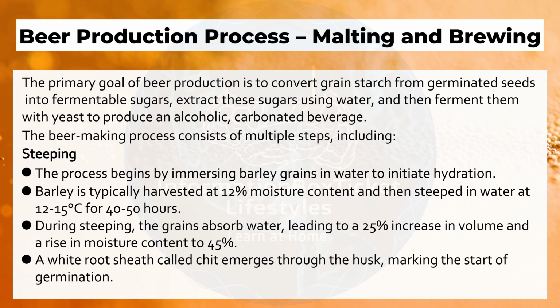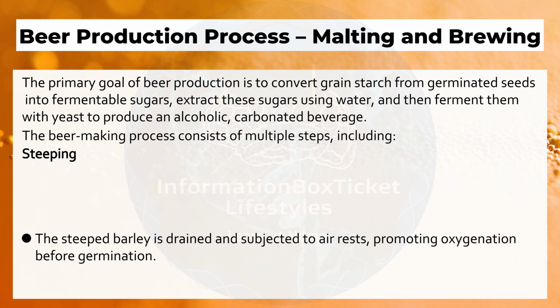A white root sheath called chit emerges through the husk, marking the start of germination. The steeped barley is drained and subjected to air rests, promoting oxygenation before germination. Germination. Germination requires a controlled environment with sufficient heat, oxygen, and humidity.